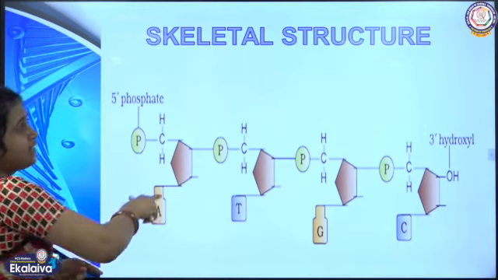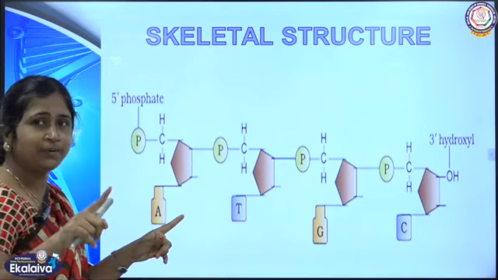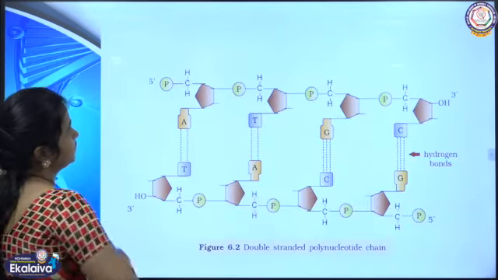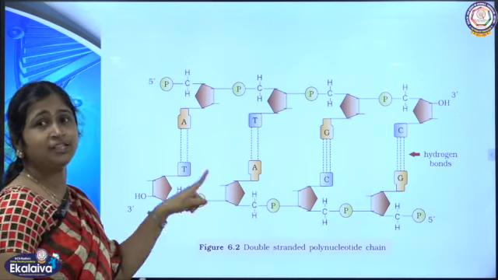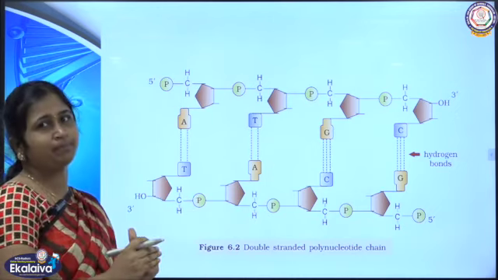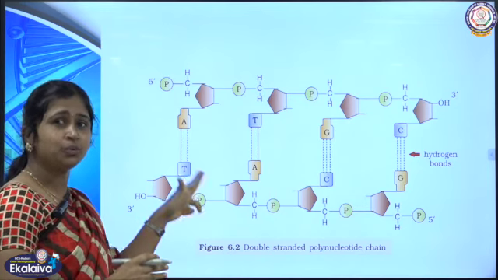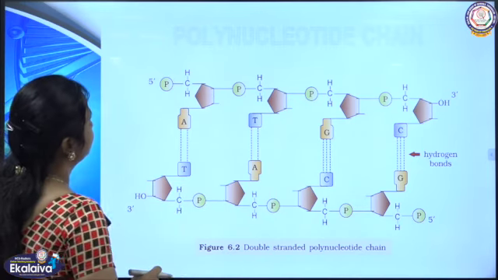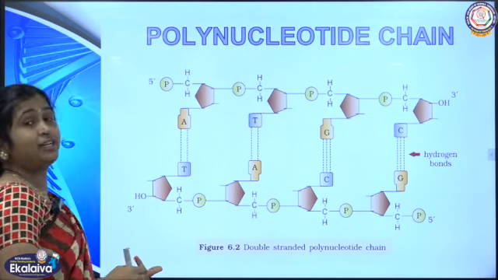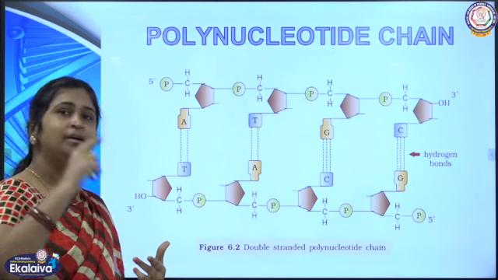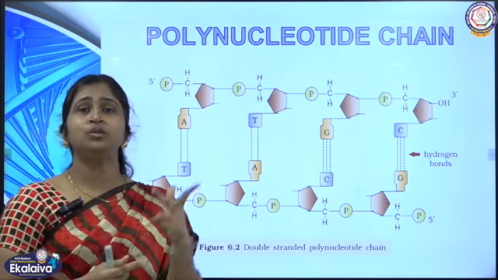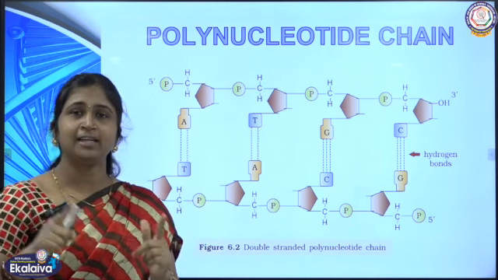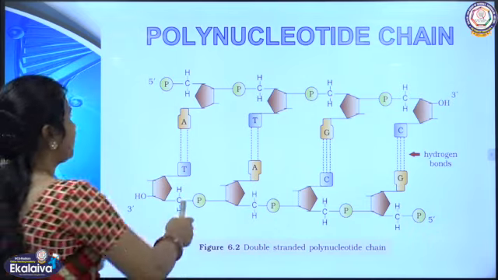So the same thing, skeletal structure with a polynucleotide, we are going to see. Here is the structure, and it's a double-stranded polynucleotide chain. Again, it's our NCERT book picture. It's also a picture-based question. So make a note: a polynucleotide chain which is showing the H bond. What is that H bond? Hydrogen bond. So what are the two pairs? A with T and C with G.